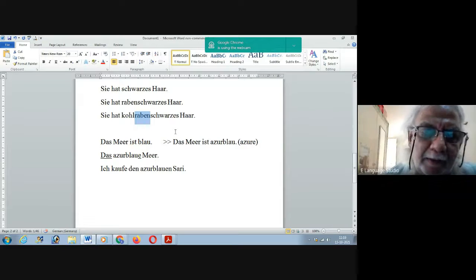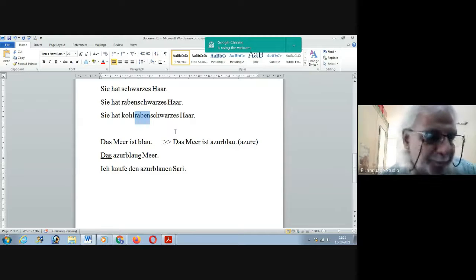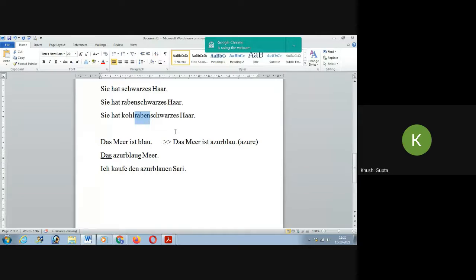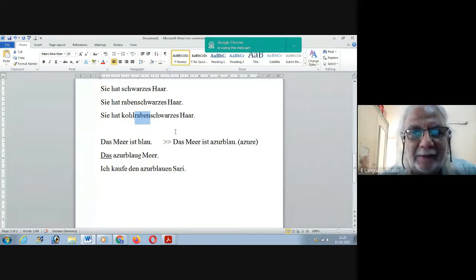Give a comparison or a simpler translation, so that the others understand. Probably Uma can help. With shades, with colors, how do you say it?